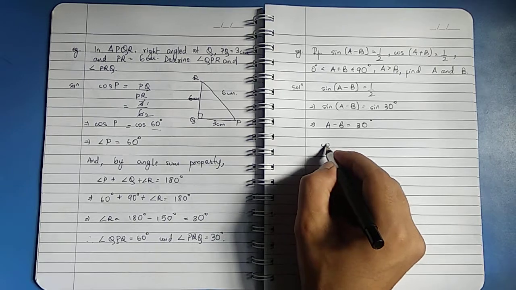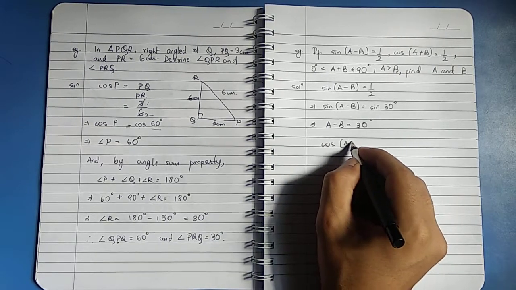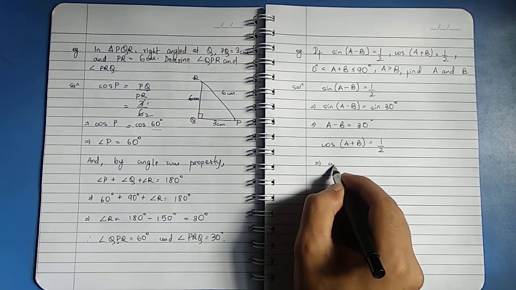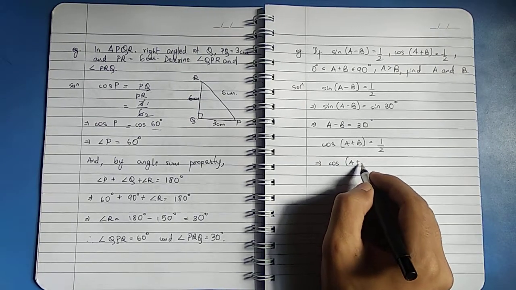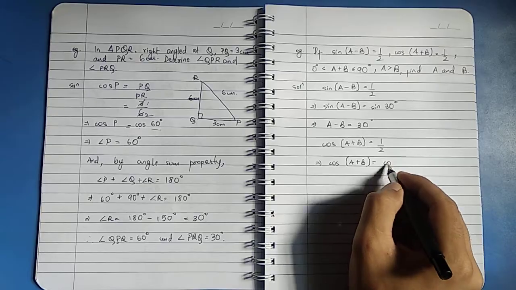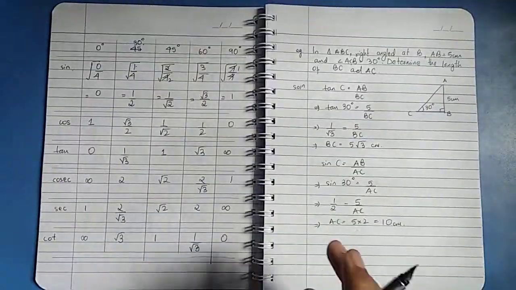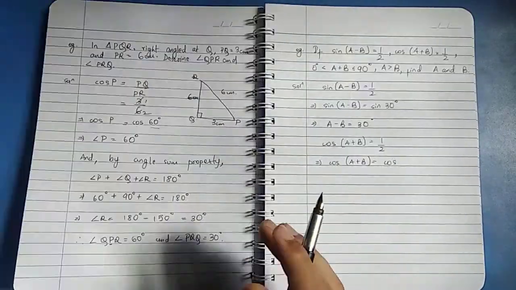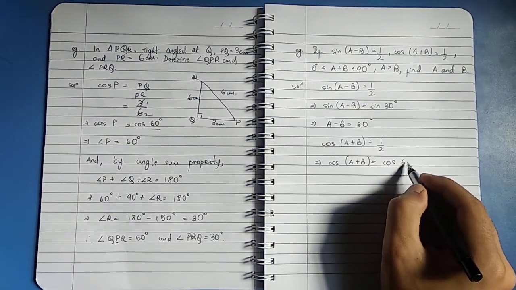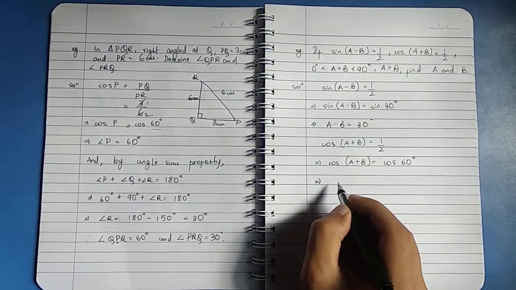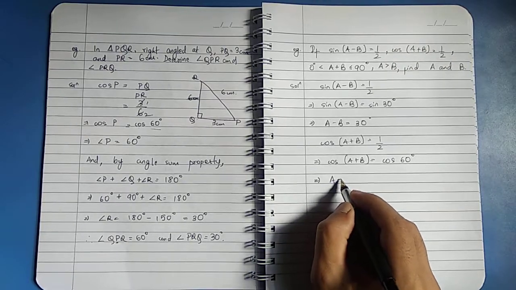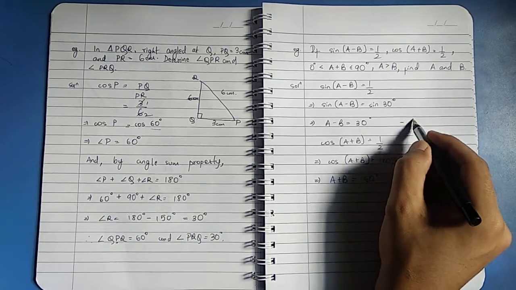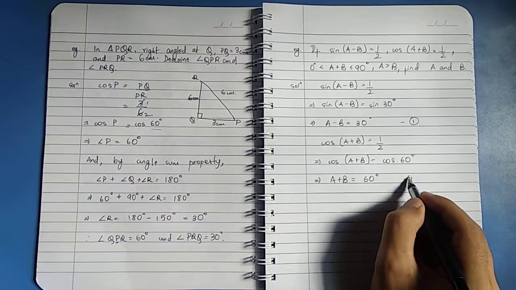And we are given cos(A plus B) equals half, which implies cos(A plus B) equals cos 60 degree. See, the value of cos 60 degree is half. So half will become cos 60 degree. So cos and cos we can remove. We get A plus B is equal to 60 degree. So this is equation 1. This is equation 2.